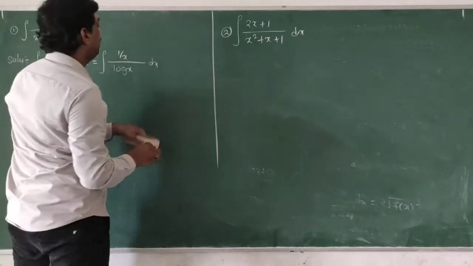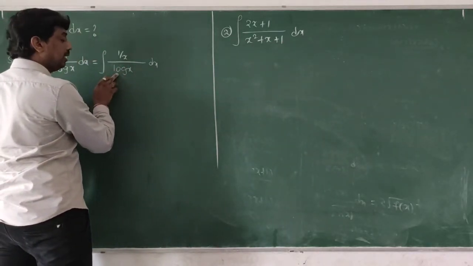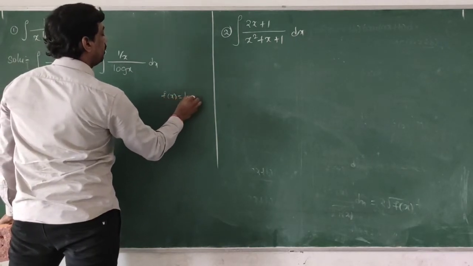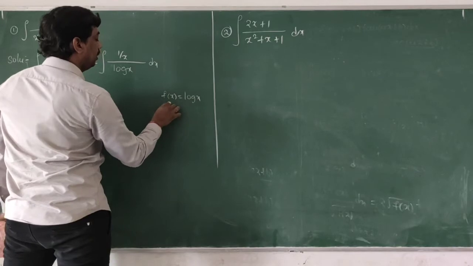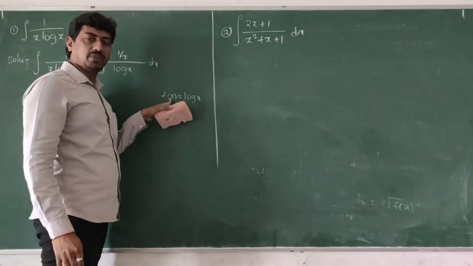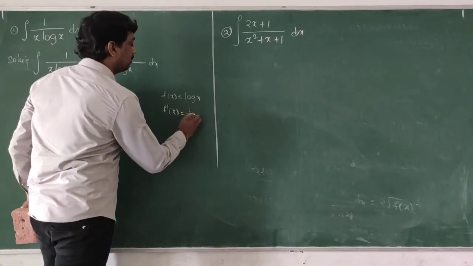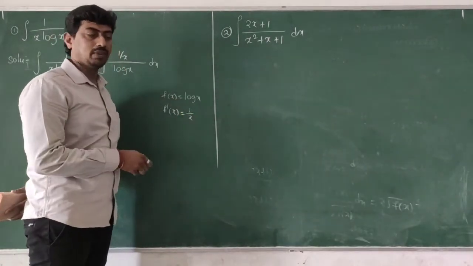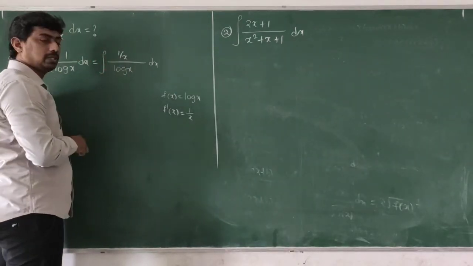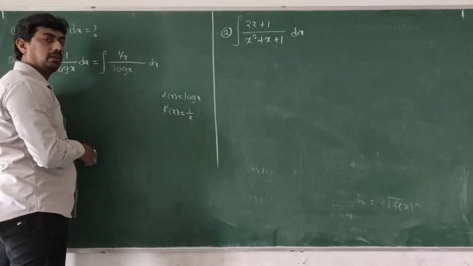Now, let f of x equal log x. Then f dash x means the derivative of this function. What is the derivative of log x? It is 1 by x. So this is in the form of integration f dash x by f of x.